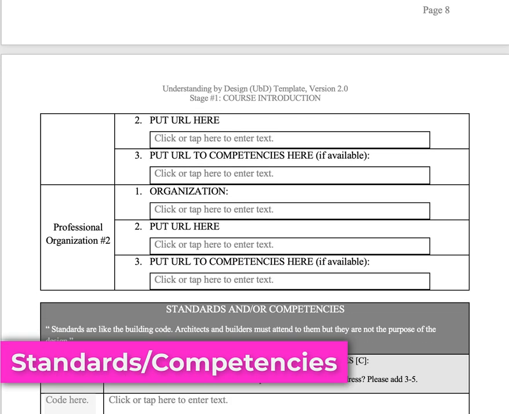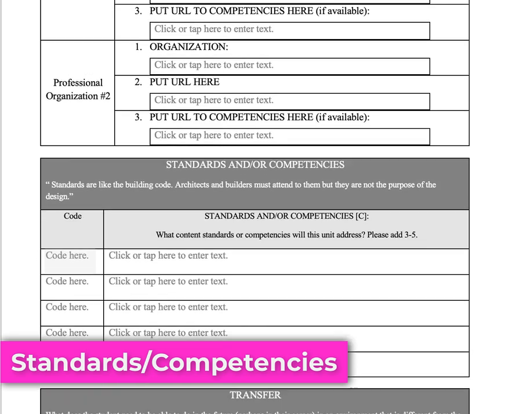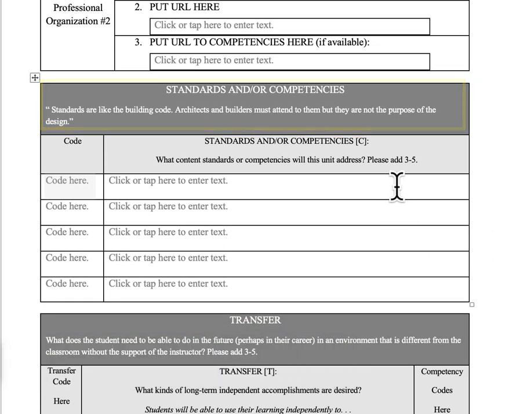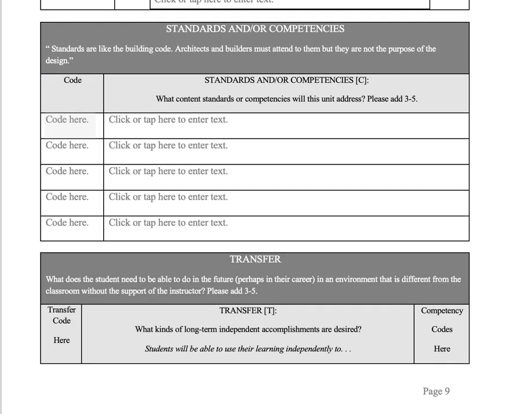After you've provided that information, you can list the specific standards or competencies that you'll be using for this unit. Copy and paste the standard into the box and then list the corresponding code in the left-hand column. For example, if a standard was labeled 2.1, you would put the 2.1 in the left-hand column so that you can reference it in the future parts of the template.